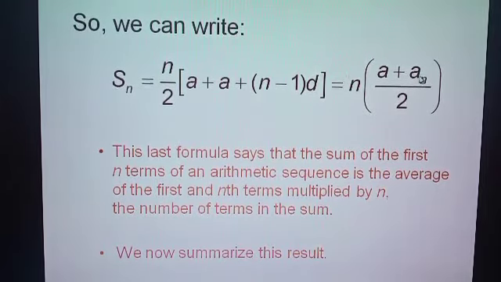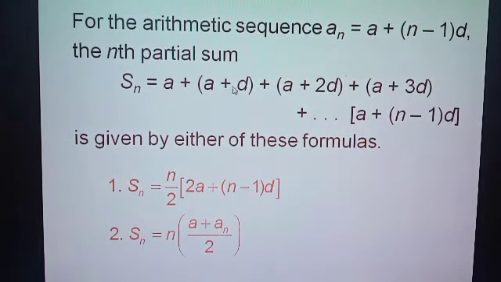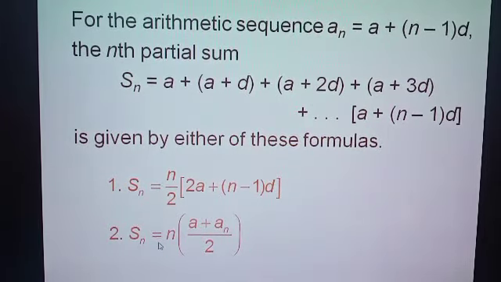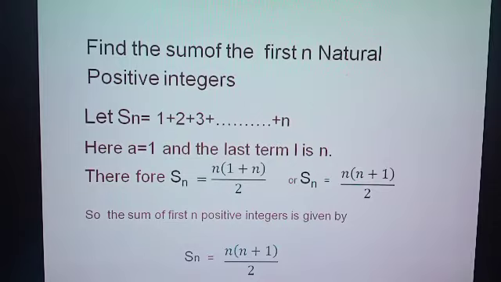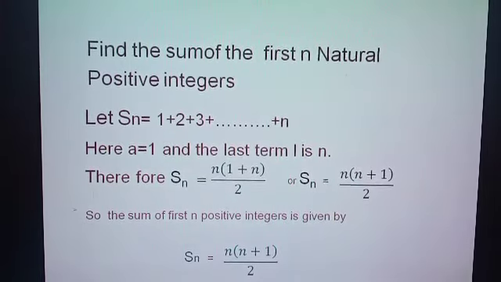So what have we discussed now? We have discussed that if you add the sum of n terms of the AP, that is a plus d plus a plus 2d and so on till a plus n minus 1 into d, we will get two formulas. That is Sn is equal to n by 2 into 2a plus n minus 1 into d, and the second formula is Sn is equal to n into a plus an by 2. So the first formula and second formula you have to remember. So let's move on to the problems based on these two formulas.